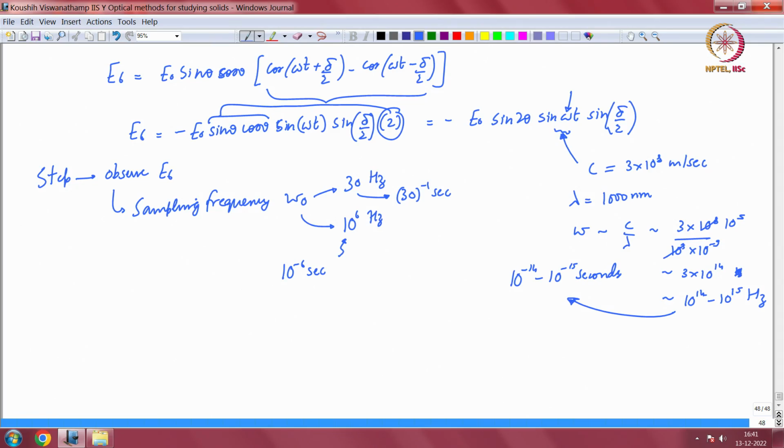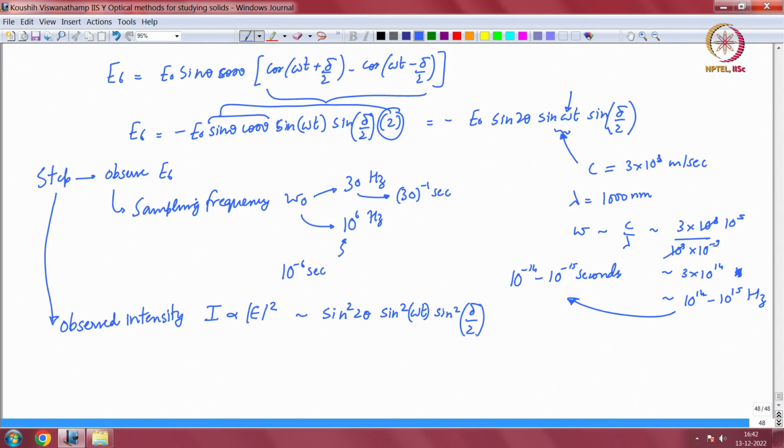So, that means the intensity that you observe, if you have studied electromagnetism you have probably seen this before, the intensity is proportional to the magnitude square of the field, proportional to E square. So, the intensity goes like E0 square, I will leave out all the constants, they do not matter. It will go like sin square 2 theta, sin square omega t, sin square delta by 2.